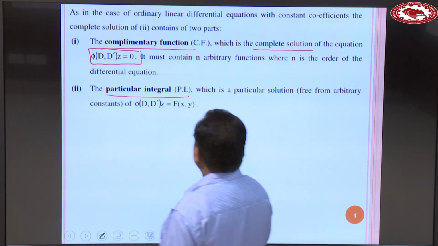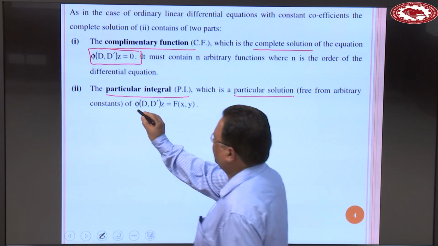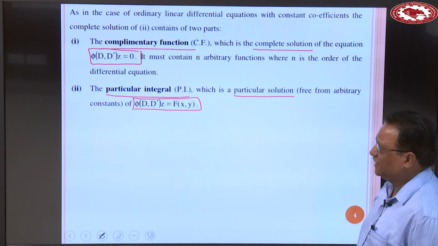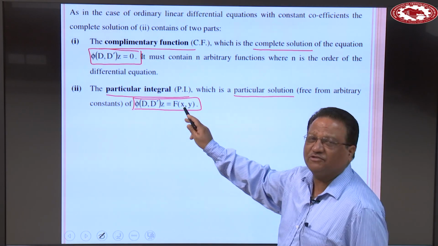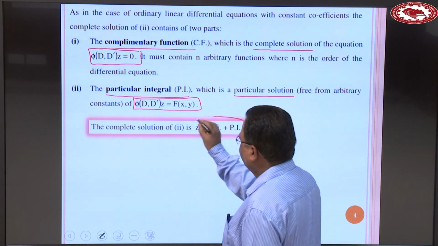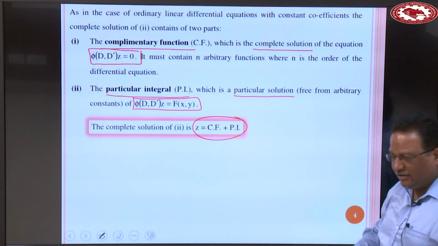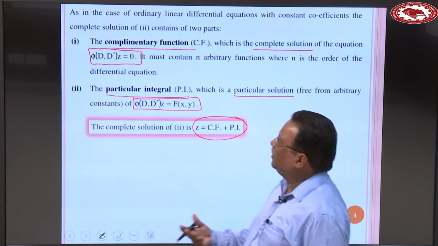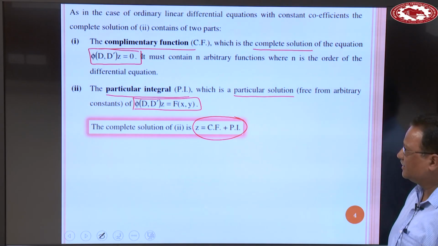The particular integral is a particular solution, free from arbitrary constants, of the given equation phi d dash z is equal to function of xy. So calculate the complete solution of the first equation and a particular solution of this equation, then definitely the complete solution can be written as z is equal to complementary function plus particular integral. In this way you can evaluate the solution of this homogeneous linear partial differential type of equations.